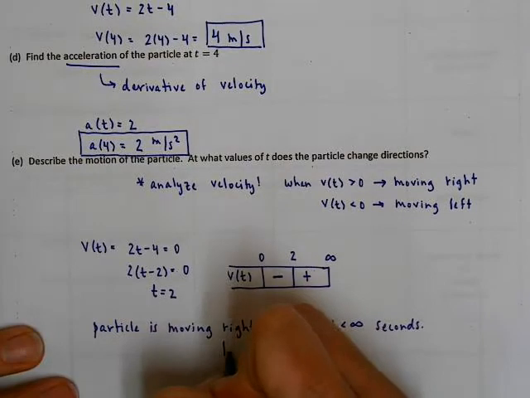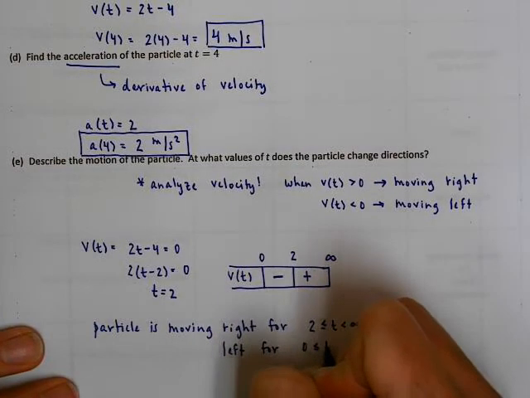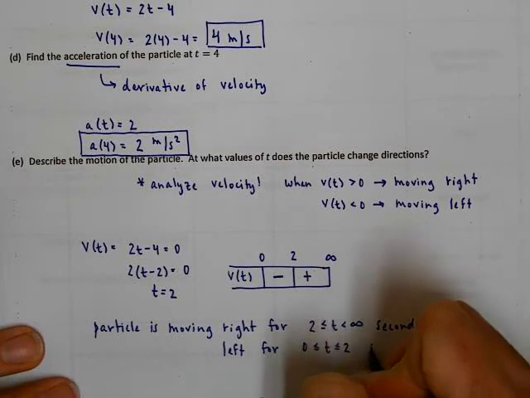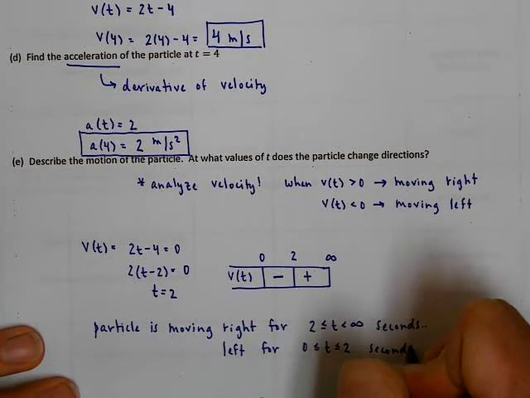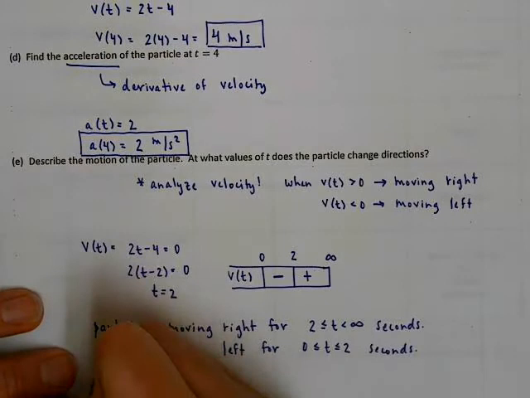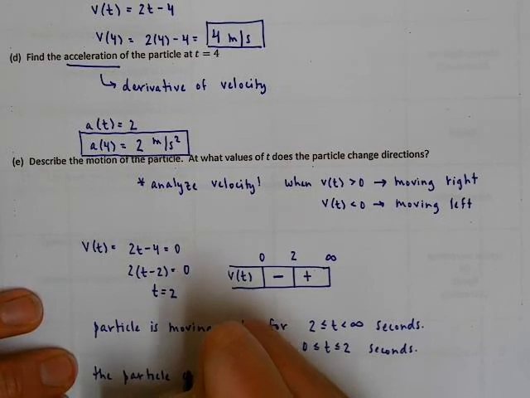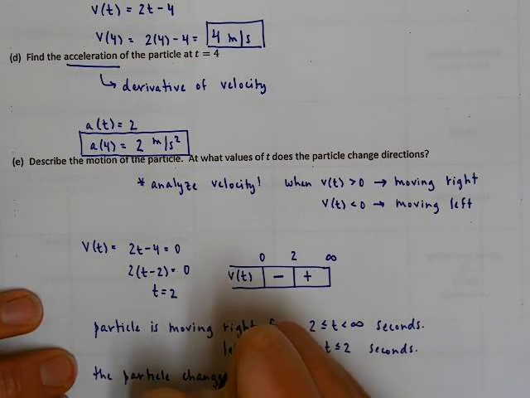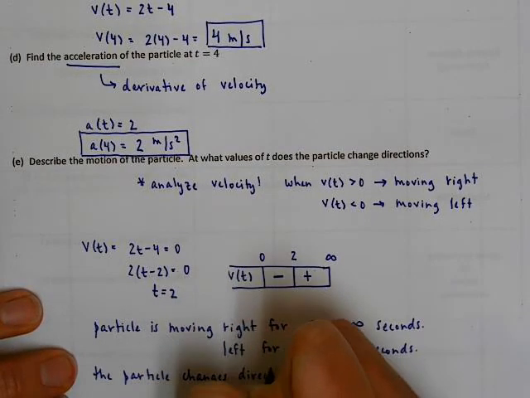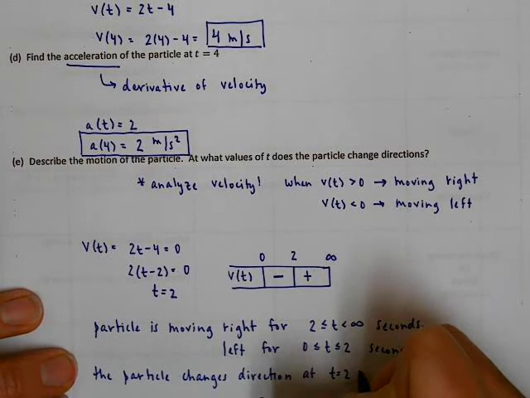And then it's moving left for all times in between 0 and 2 seconds. That means I change directions wherever I change signs, so the particle changes directions at t equals 2 seconds.